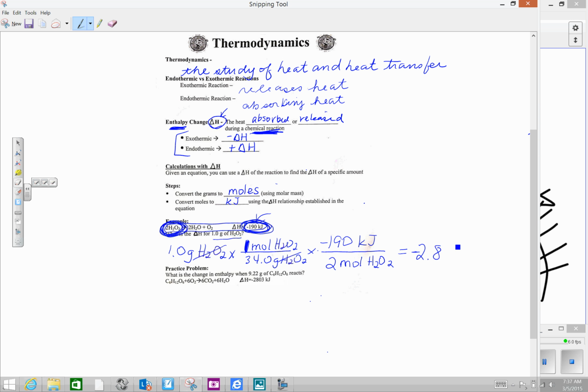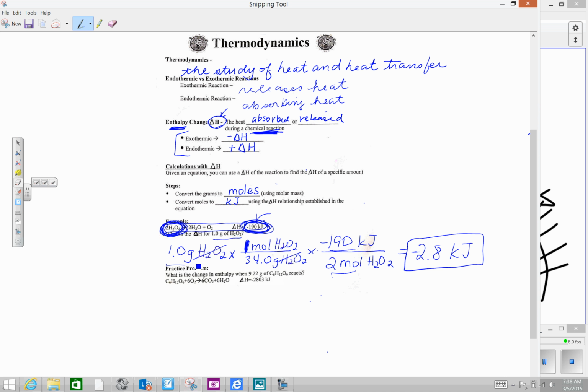negative 2.8 kilojoules. Okay. So that's how much energy would be given off by 1 gram, which makes a lot of sense. If 2 moles gives off 190 kilojoules, 1 gram is way less than 1 mole. So it's going to give off a lot less energy. So it's all just proportional.